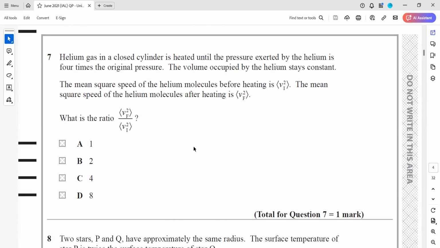Helium is enclosed in a cylinder until the pressure exerted by the helium is 4 times the original pressure. The volume stays constant. The root mean square speed of the helium before heating is V, and the root mean square speed after heating is Vf. What is the ratio between the root mean square speeds? The pressure has changed.